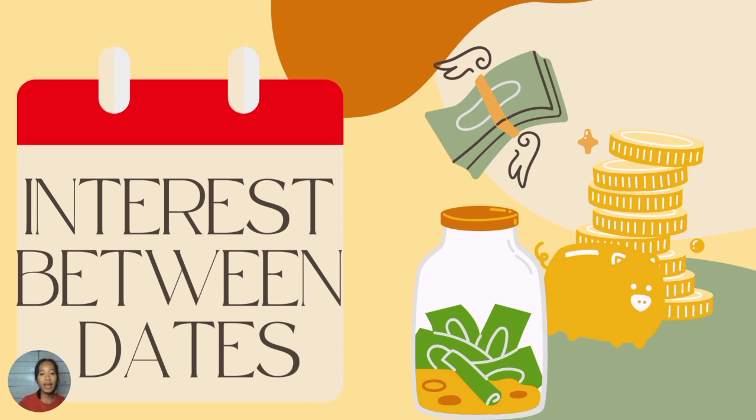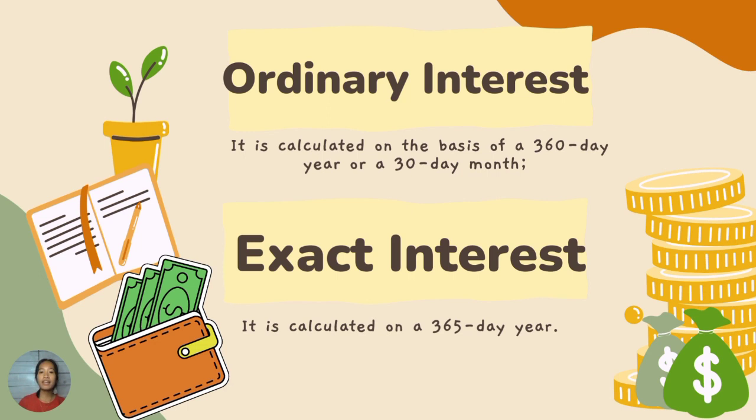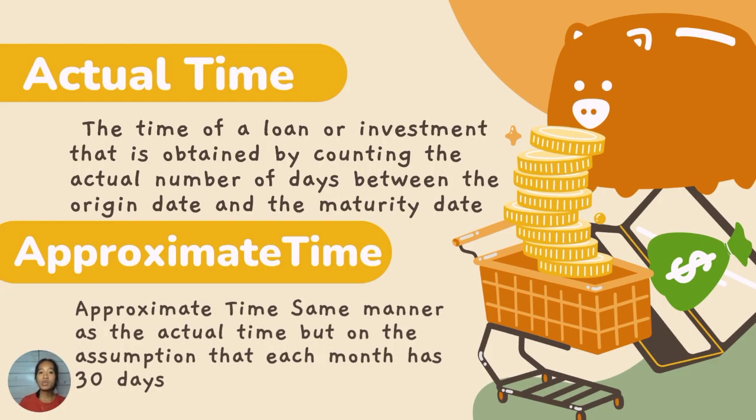So first we have ordinary interest. Ordinary interest is calculated on the basis of a 360-day year or 30 days per month, while exact interest is calculated on a 365-day year. Next, we have actual time.